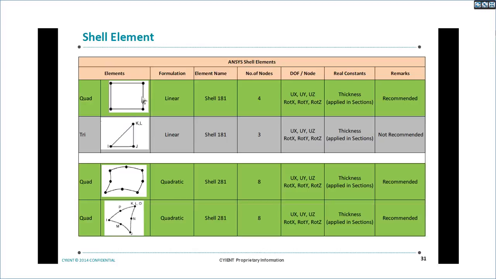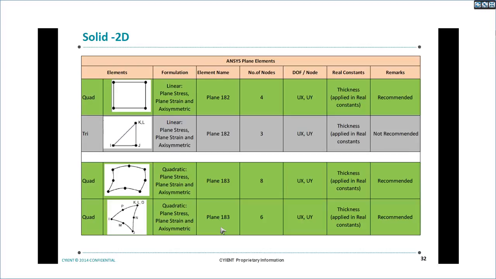Coming to shell elements, only quad elements are recommended for linear. Trias are not at all recommended. For quadratic with mid-side nodes, both are recommended. Same is the case with the 2D plane elements, which are related to plane stress, plane strain, and axisymmetric formulation. For linear, only quad is recommended. Tria is not at all recommended. Similarly, for quad elements with quadratic formulation, that is with mid-side nodes, both shapes are recommended.